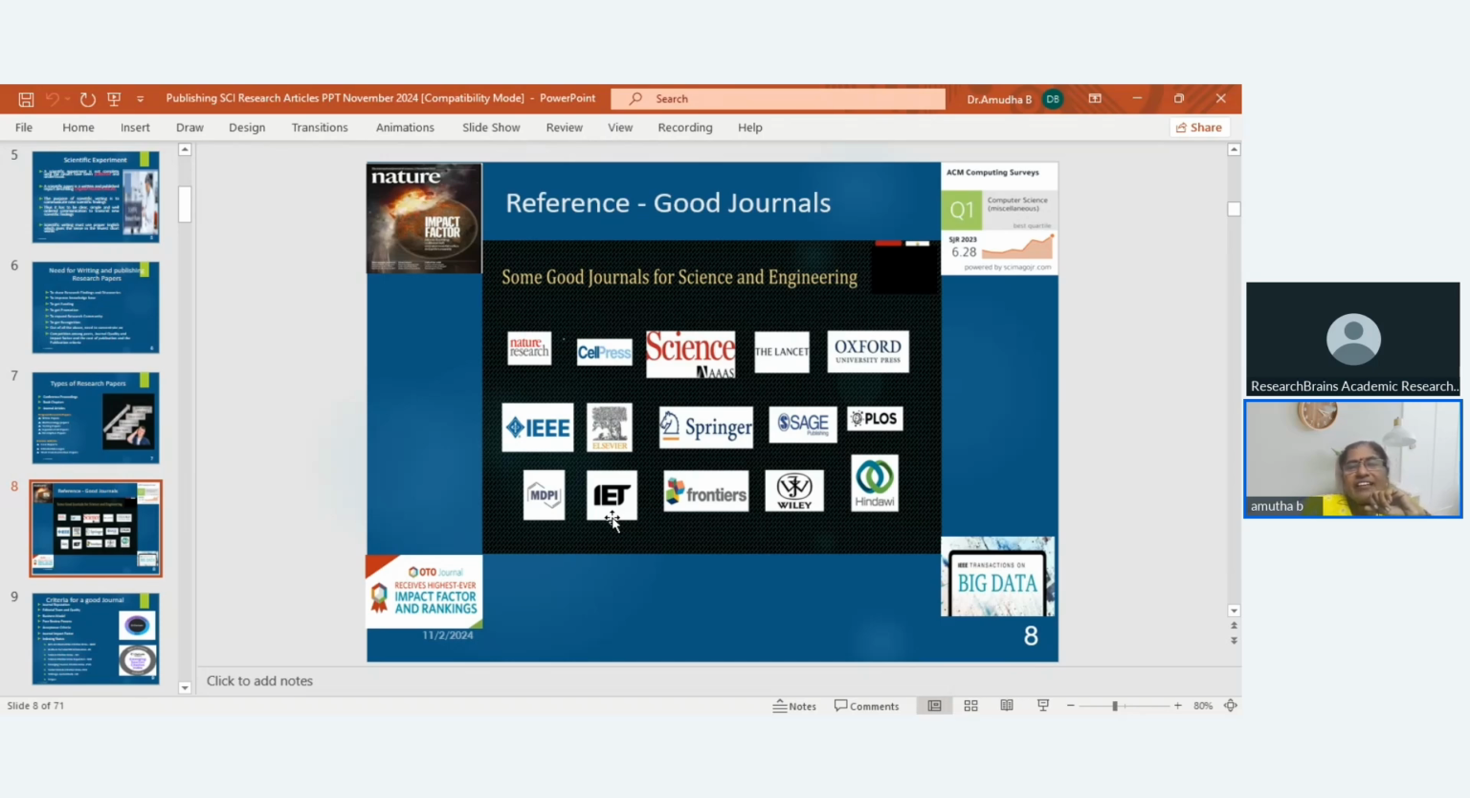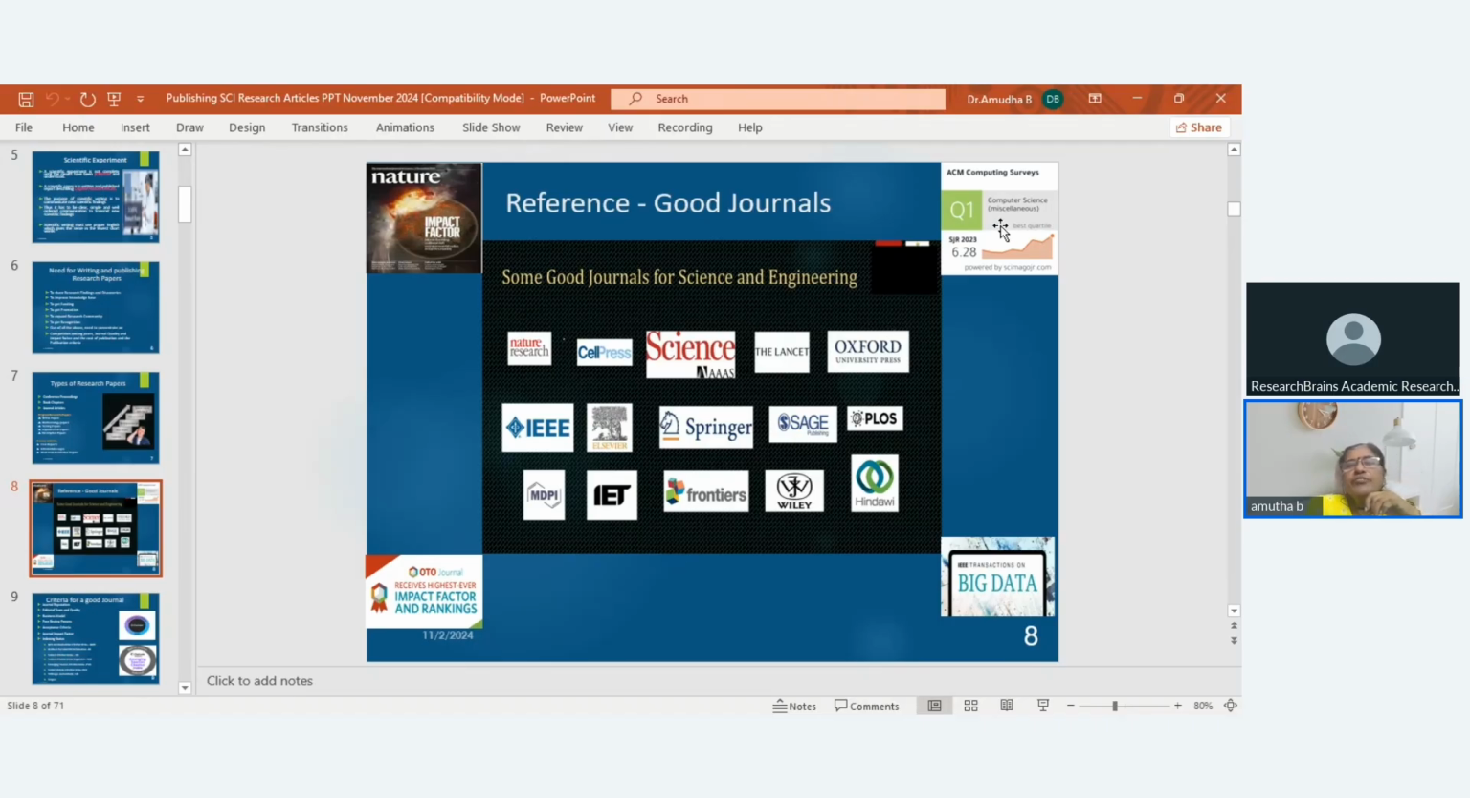And the Cell Press, Science, the Lancet, Oxford, the Computer Journal, Oxford, Springer, Sage journals, Hindawi, Wiley, Frontiers, IET, MDPI, IEEE Access, Elsevier, Taylor and Francis. All these are some of the very top journals available in the academic and R&D forum, which you can refer to. The journal provides real experimentation and real experimental outputs, and from that we are able to infer something.